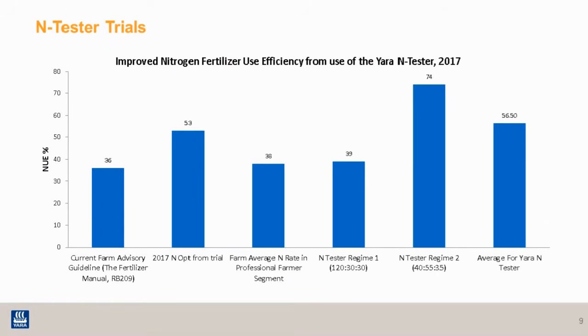For the second regime, we've put 40 kilos on to start with, and then you can see that the N-Tester wanted to put 55 and 35. So you can see that massive leap up to 74% in terms of nitrogen use efficiency there. And then the average for those 2 treatments was coming out at around 56 there.